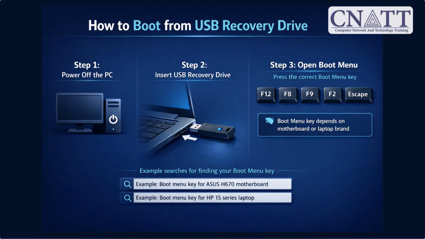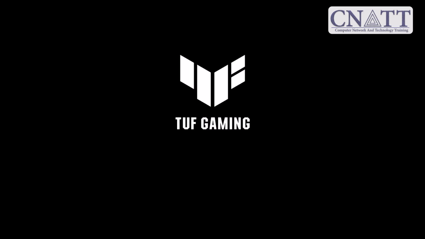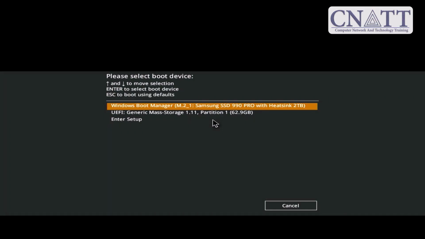If you're not sure which key opens the boot menu, you can search online or even ask an AI tool for help. For example, boot menu key for Asus H670 motherboard. Another example, boot menu key for HP 15 series laptop. Now turn on the PC and immediately press the boot menu key repeatedly. From the boot menu, select your USB drive.